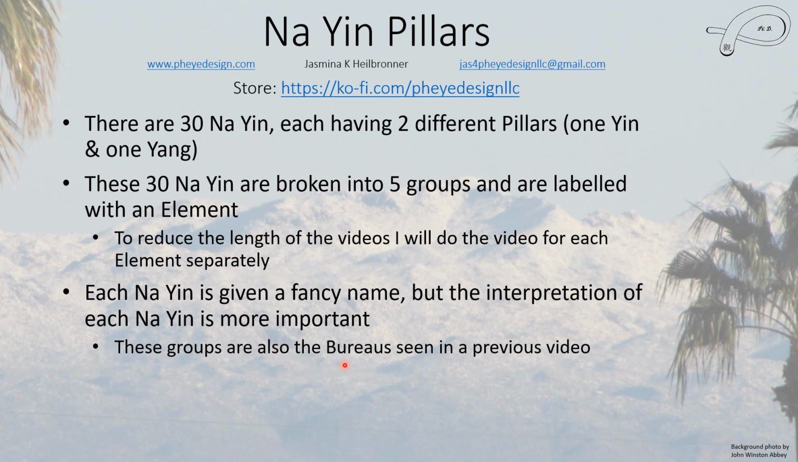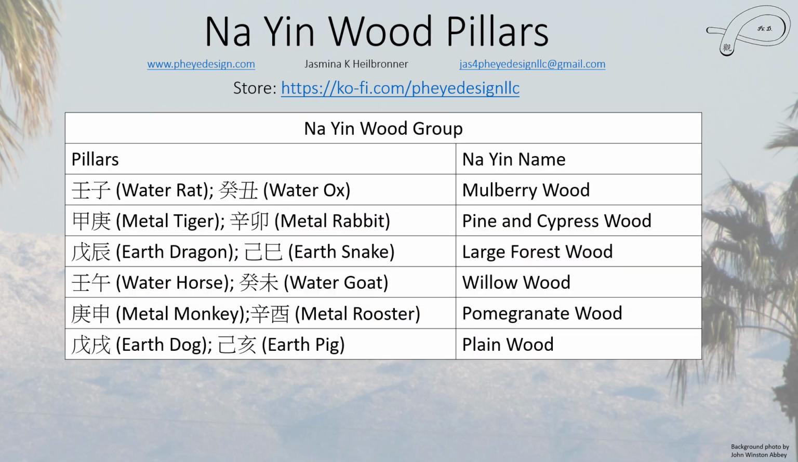Now, you've seen these groups. These are the same as the bureaus that I talked about in a video not that long ago. So it's the same set of pillars. So here's the wood group. So you notice we have rat and ox, tiger, rabbit, dragon, snake. So we just start with the yang and then the next one in the 24 mountains. And we also have the pattern of water, metal, earth, water, metal, earth. So that gets repeated. And of course you have these fancy names.